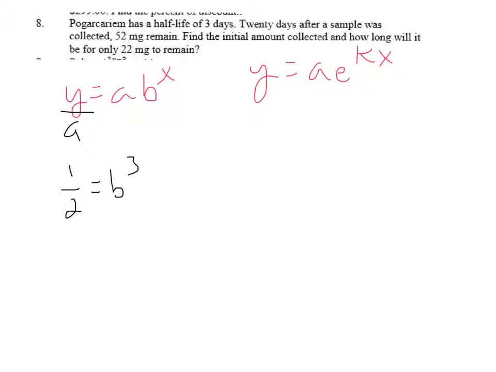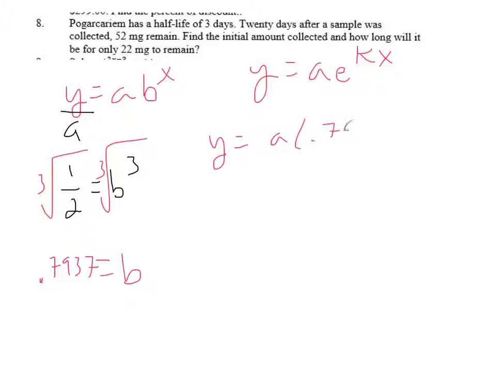Now I can use logarithms to solve this. No, actually I don't have to use logarithms to solve this. Sorry. I'm going to take the cube root of both sides. So the cube root of 1/2, when I did this earlier, I got 0.7937. So since I know that y equals some initial value times 0.7937 to the x power.